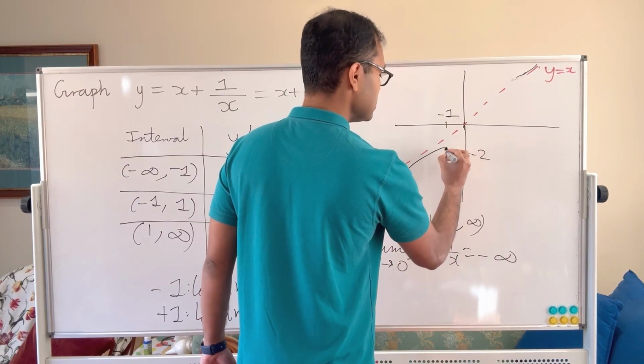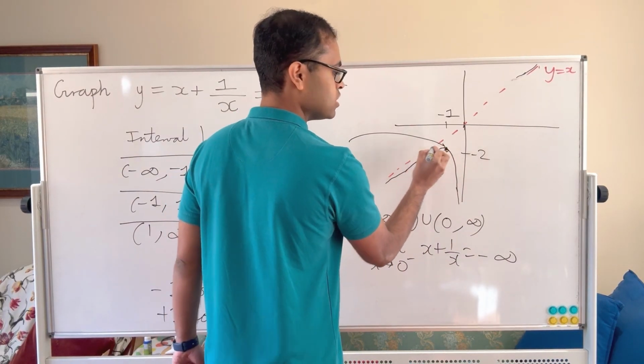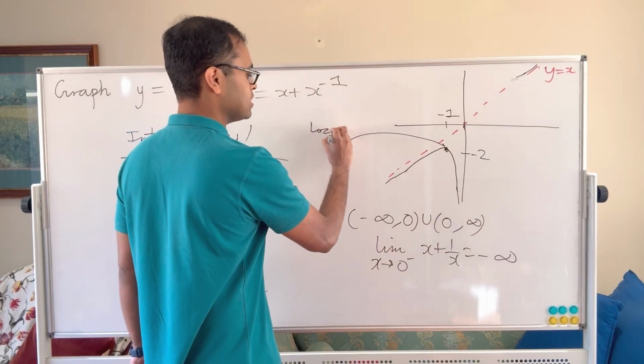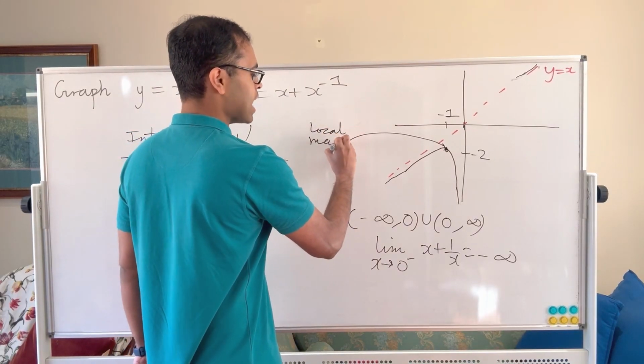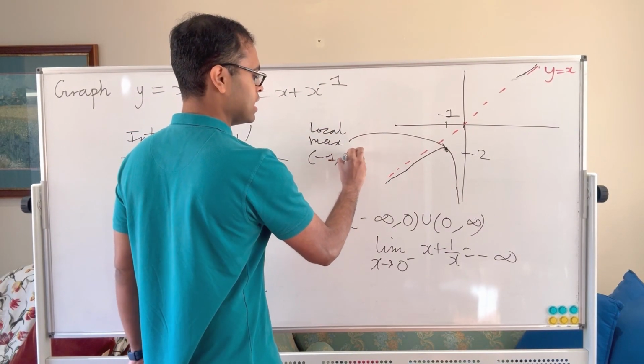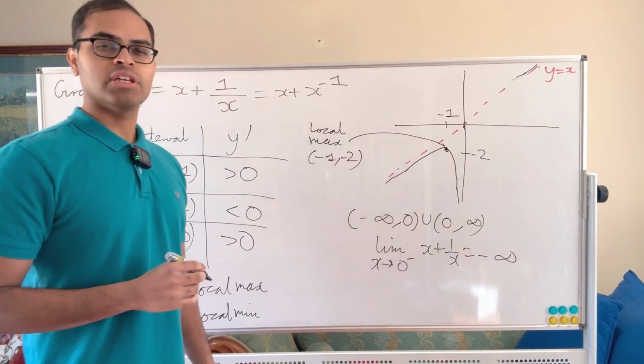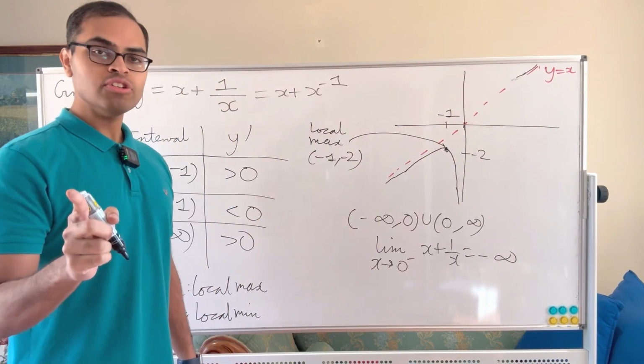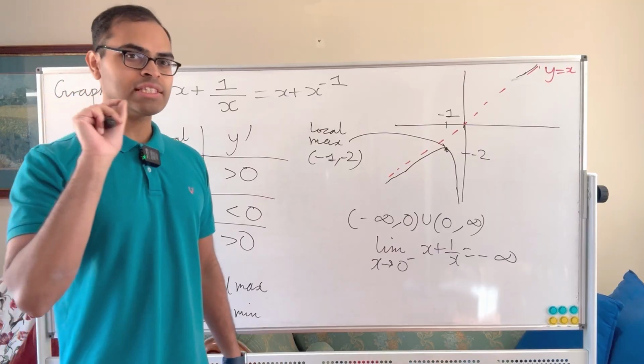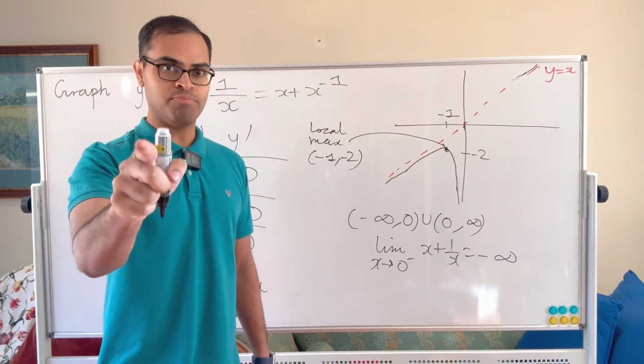And here, you just put a nice little label there. I'm going to write this as follows: local max at the point (-1, -2). Okay, so that's our function. Now at this point, we can also do it in two ways. I'm going to show you the slightly slower way and then the super tricky, beautiful way.